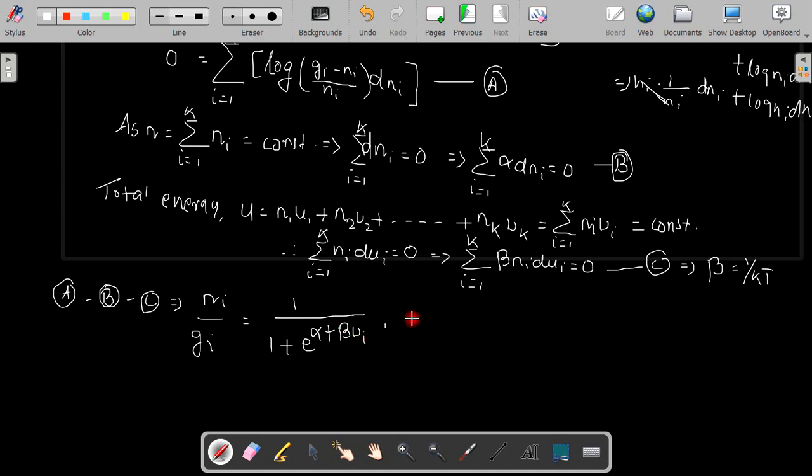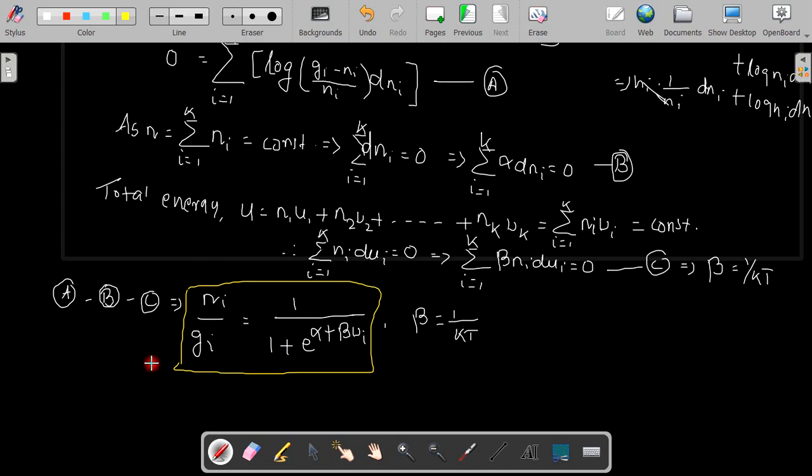Okay, where beta is equal to 1 by kT. This is the Fermi Dirac distribution law. Let me tell you, this is actually a very long topic. If I derive all the steps, it will take a minimum of half an hour more. So I'm not doing it, but this is very simple, because I already told you how to do it. You do your adjustments properly, and then you should be able to get this result. Okay, this should be more or less there.